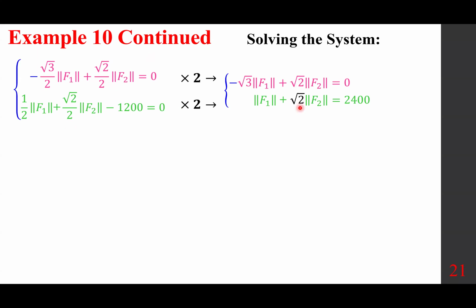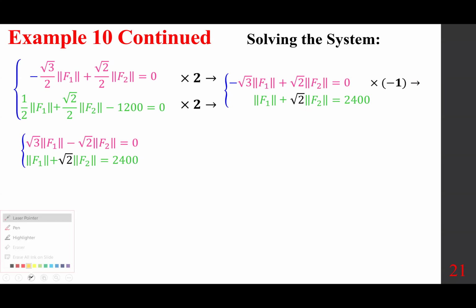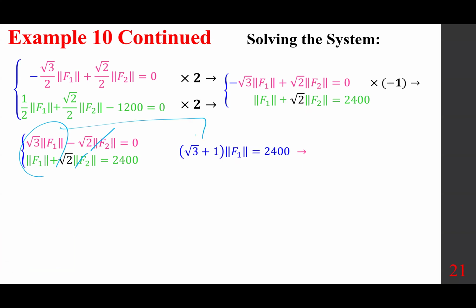Now you notice this is square root of 2, this is square root of 2. You can subtract one from the other, or you can multiply one by -1 first. If you multiply this one by -1, then add it to this one. And now when you add them up, what happens? These two cancel each other. These two add up to square root of 3 plus 1 times magnitude of F1 equals 2400. So please understand this means the sum of these two numbers. So what is F1? The magnitude, divide 2400 by square root of 3 plus 1. I showed you in the previous page, and it works out to be 878.5 pounds roughly.